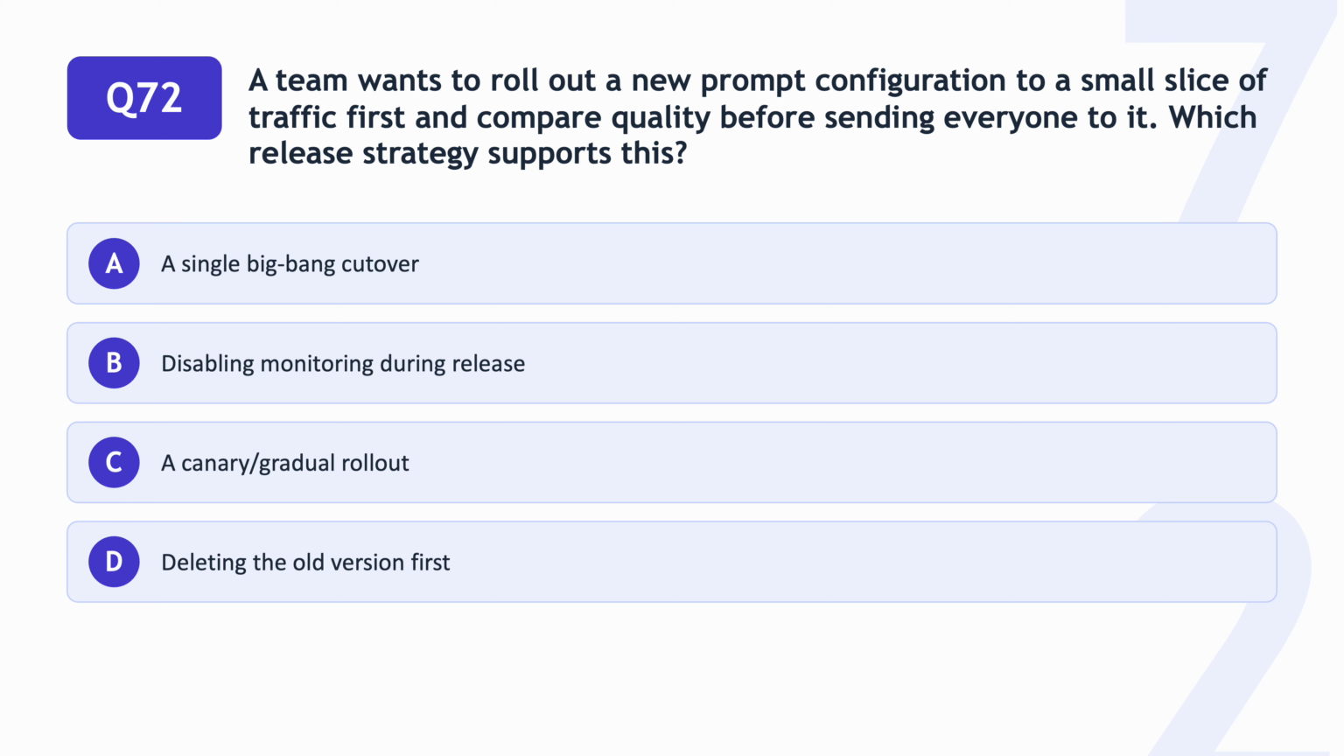Question 72. A team wants to roll out a new prompt configuration to a small slice of traffic first and compare quality before sending everyone to it. Which release strategy supports this? A. A single big bang cutover. B. Disabling monitoring during release. C. A canary gradual rollout. D. Deleting the old version first.